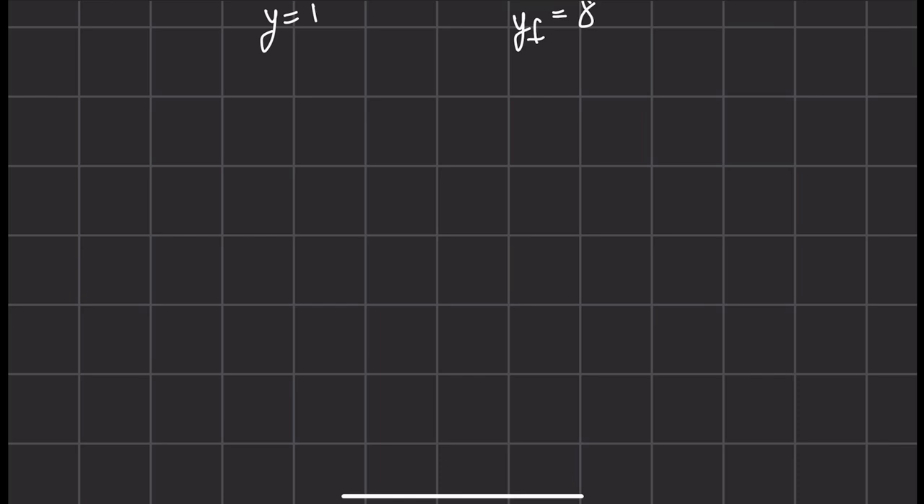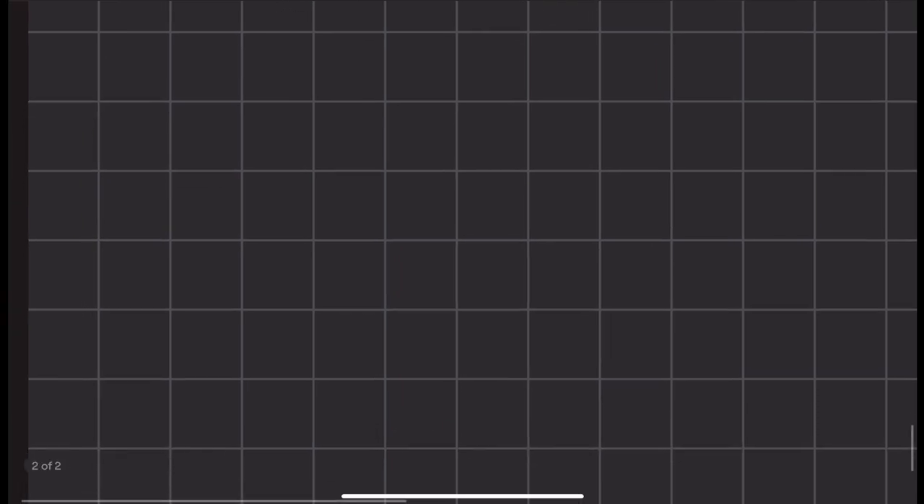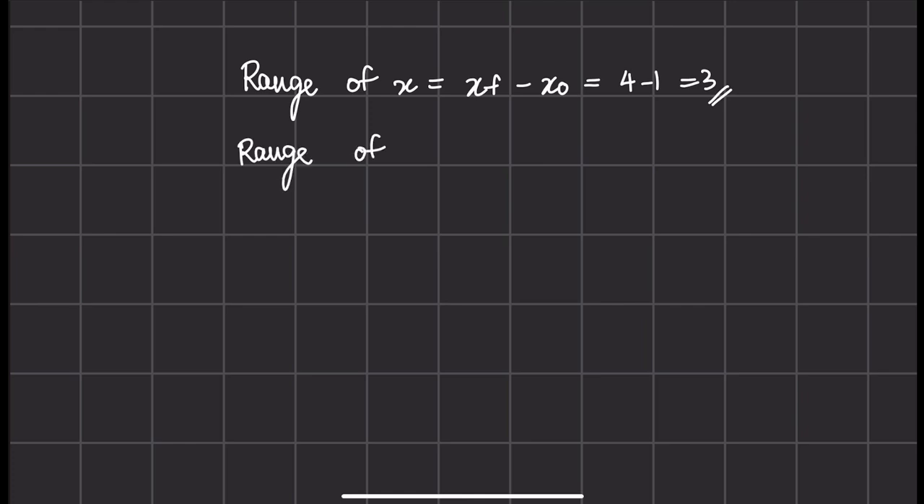If it is asked in the question to find the range of y and the range of x, we will be using this formula. Range of x is equal to xf minus x0, which is 4 minus 1, 3. Range of y is yf minus y0, which is 8 minus 1, 7.